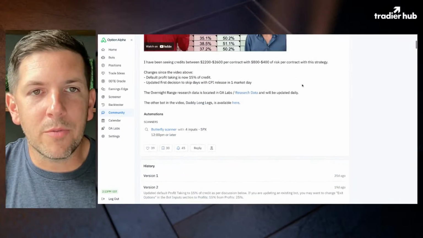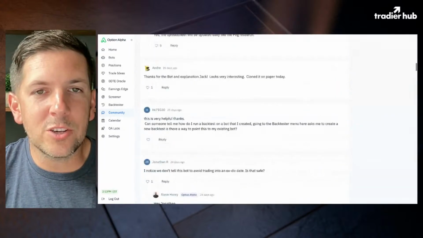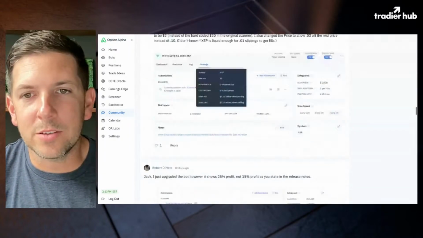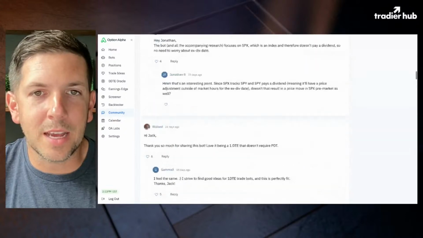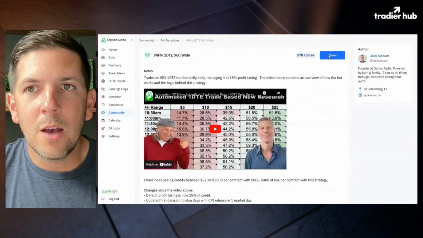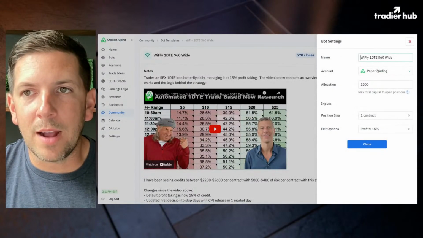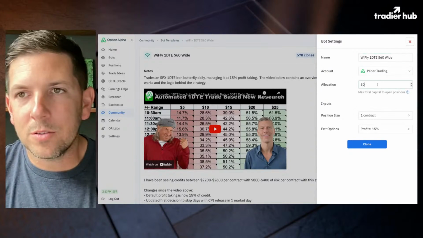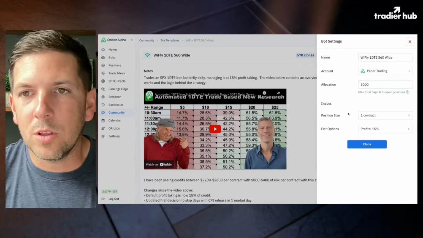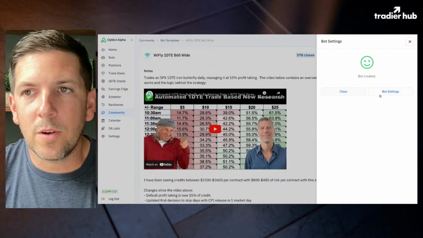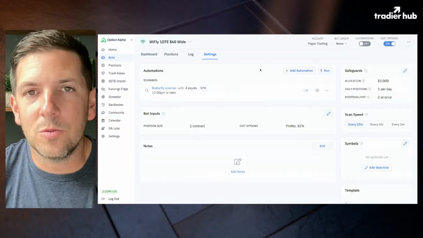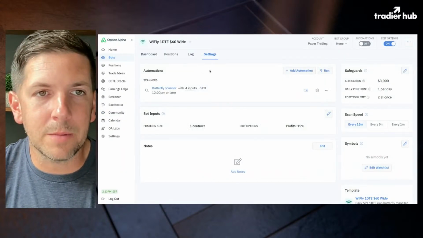So a lot of people have already commented on it. There have been a number of revisions to it. People are posting their P&Ls on it. It's really cool. You can grab it inside the community anytime you want. So what I'm going to do is I'm going to go in here and grab this. We'll just stick it in my paper trading account for now, give it some capital to allocate to, and then we'll go in and make some changes or edits to it. So it's very simple to update and clone this bot template, okay?